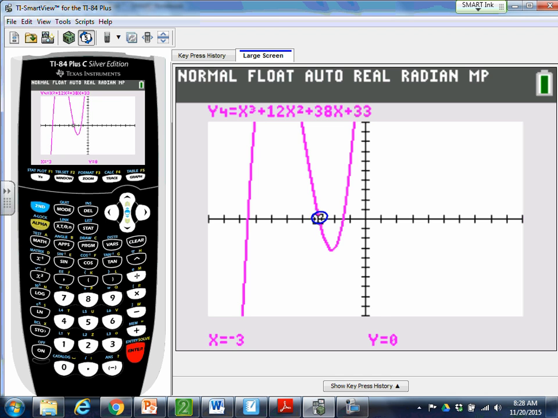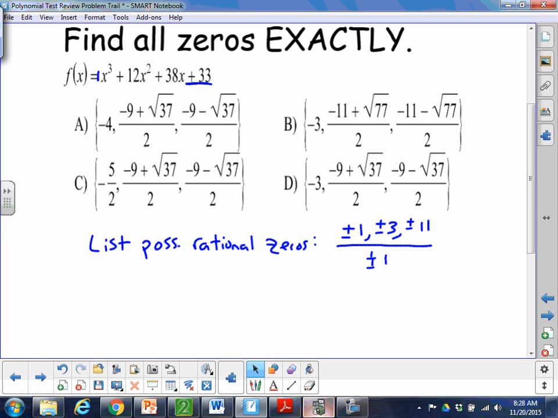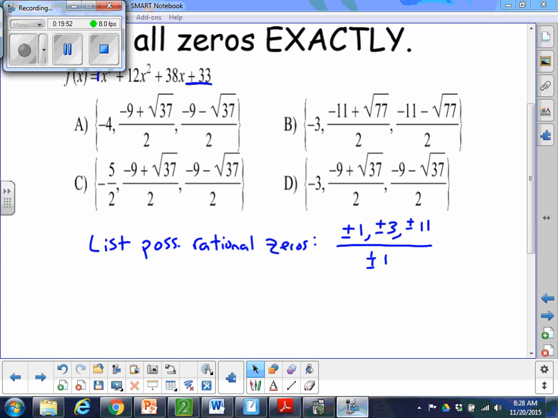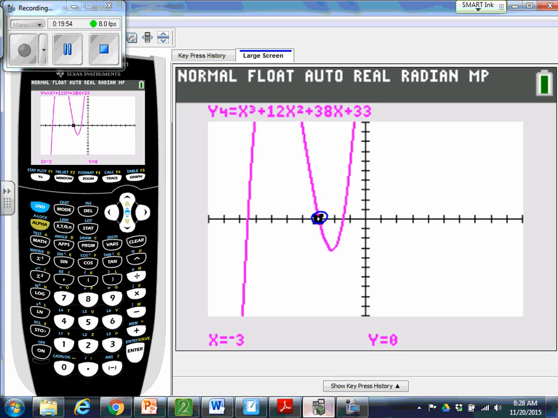It looks like these other two, I don't know if they would be in our list. Remember, our list actually only had whole numbers: plus or minus 1, plus or minus 3, plus or minus 11. So what that tells me is these other ones are actually going to be irrational. If we need them exact, I can't just write them as an irrational decimal from what the calculator shows. Like we did with numbers 1 and 2, with the left bound, right bound stuff, I can't do that. I need these exact.